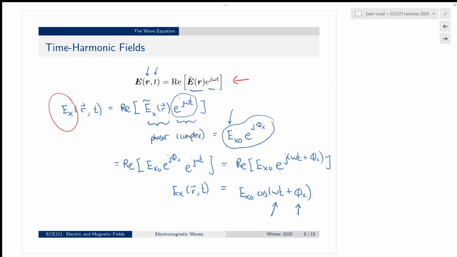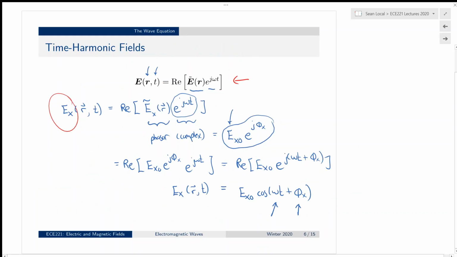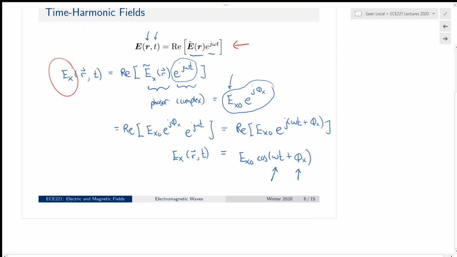Okay, so now we can return to our wave equation. We see that the wave equation involves time derivatives. If we go back one step here, we have to take the time derivative of E, actually the second order time derivative of E, or the second order time derivative of H. And so before we substitute these time harmonic fields in, it's worth looking at what happens when we take the derivative with respect to time of these expressions. So let's return to this example that we have for Ex, just one component.